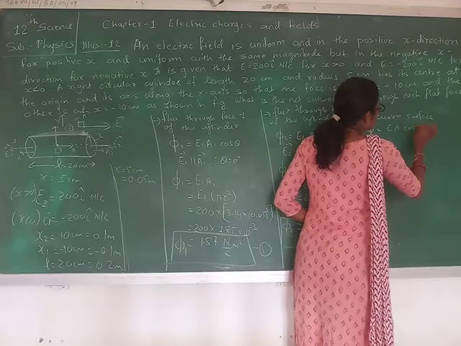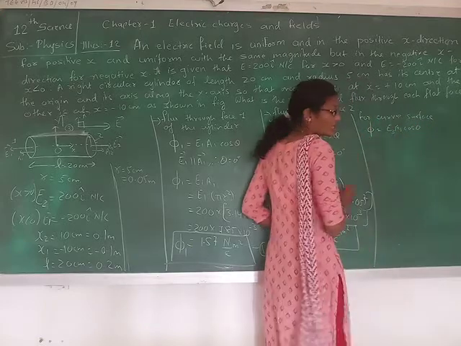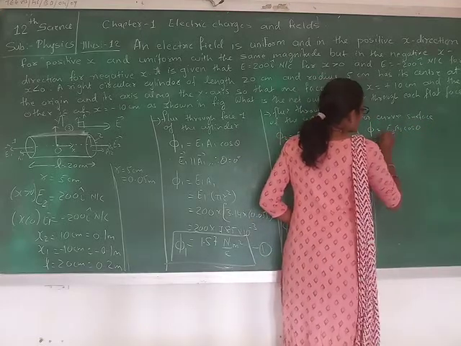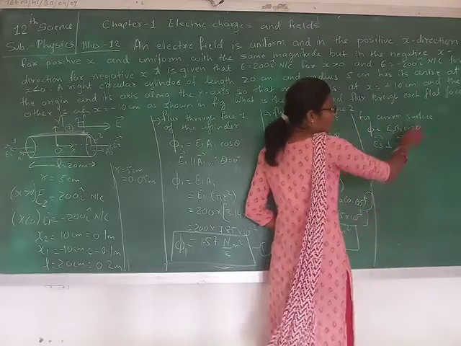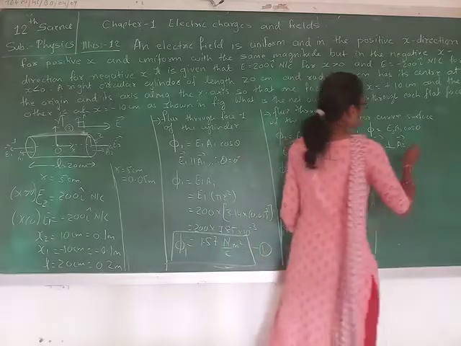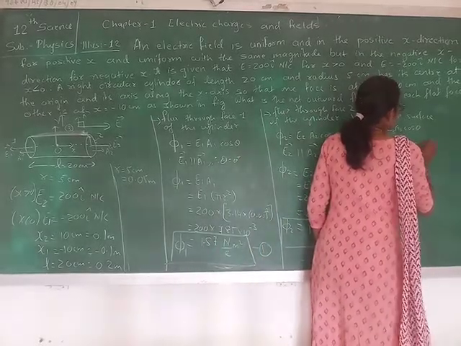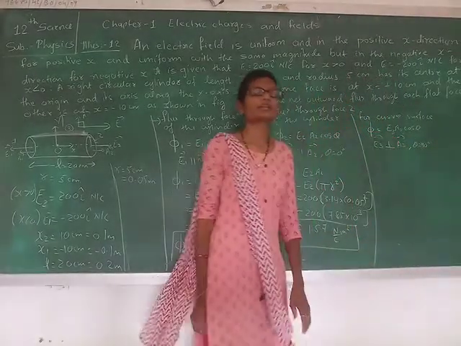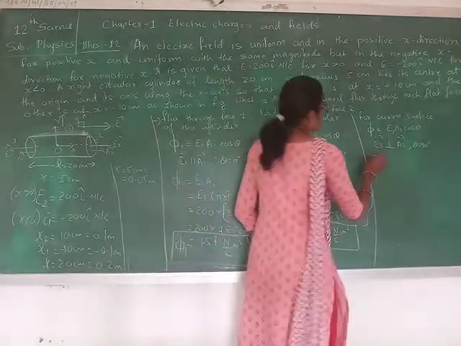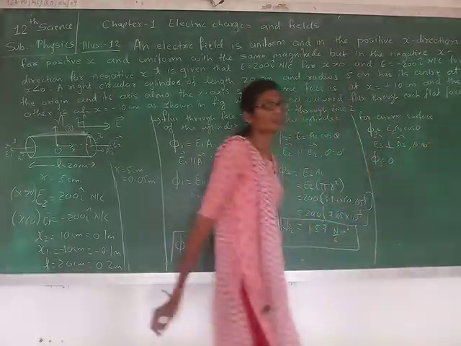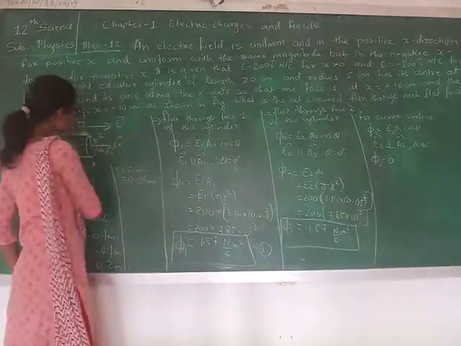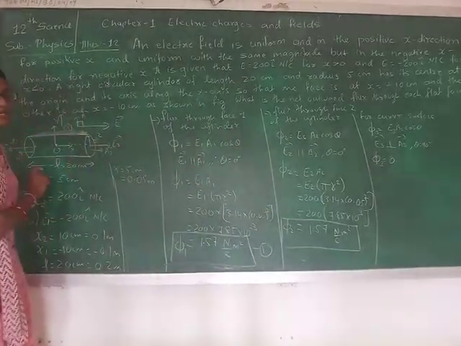E A cos theta. Let us denote it by 3. Here, E3 vector is perpendicular to A3 vector, that is, theta equals 90 degrees. Cos 90 degrees will be 0. So the flux through that will be 0. So the flux for this curved surface will be 0.